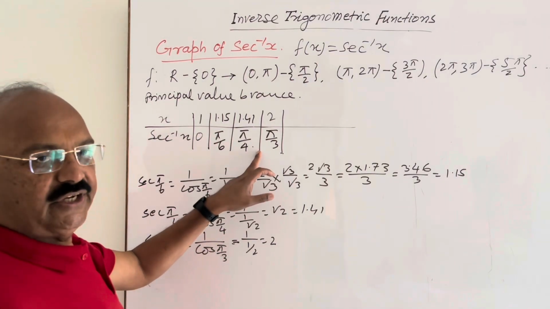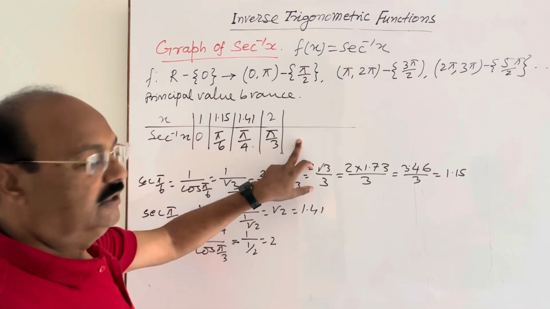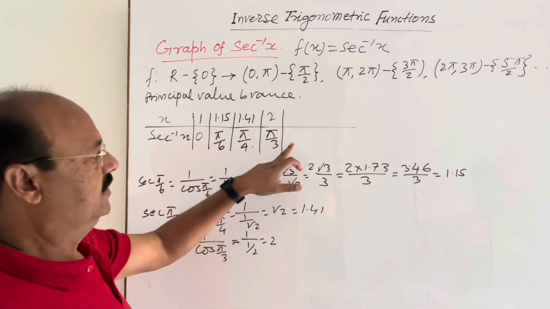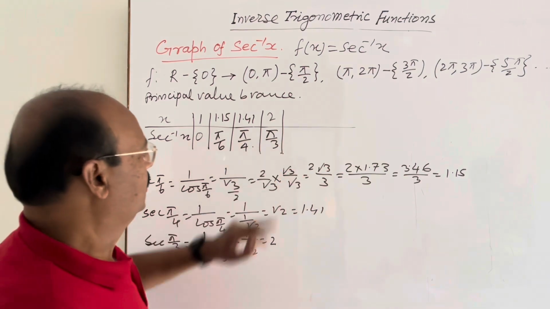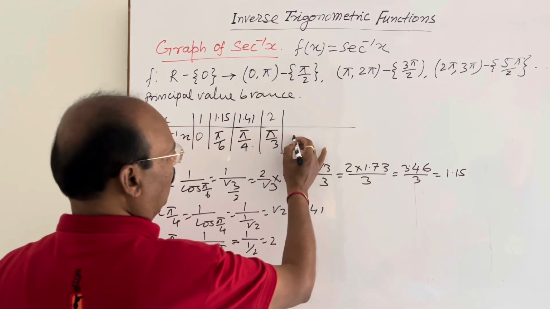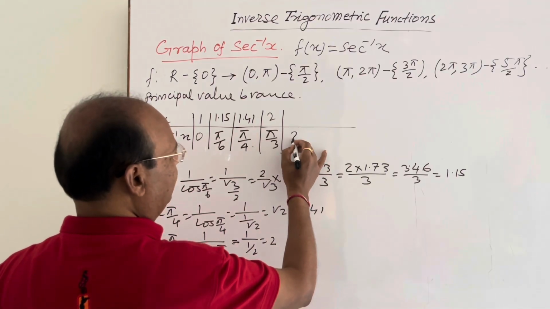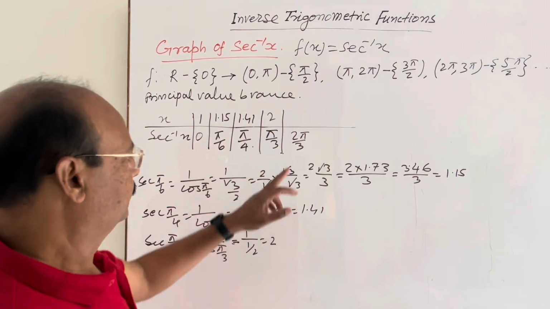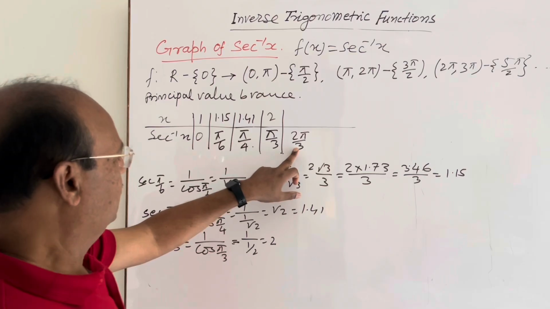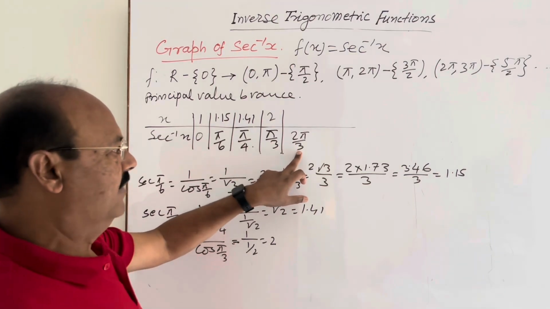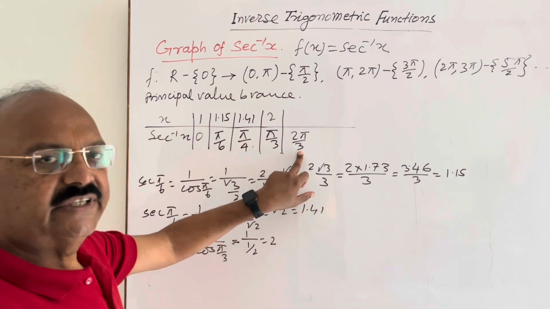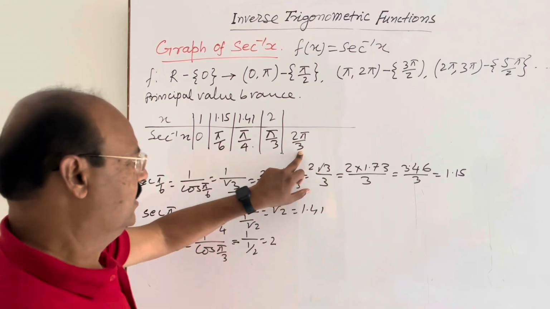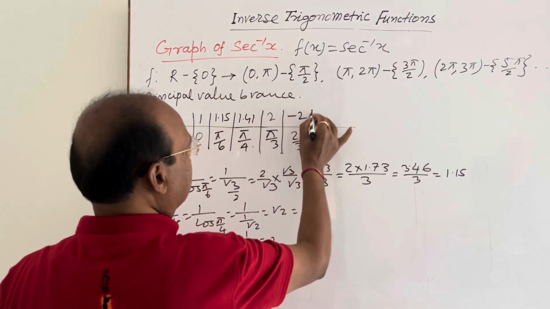After 60 degree, we will not take 90 degree because sec inverse x is not defined at pi by 2. Correct? So we'll come directly to 120 degree. 120 degree means 2 pi by 3. Correct? And this angle 2 pi by 3 lies in the second quadrant, isn't it? So in the second quadrant sec is negative. So this will be minus 2.